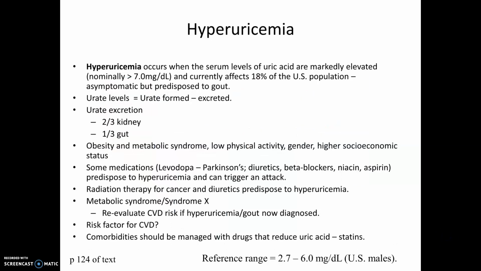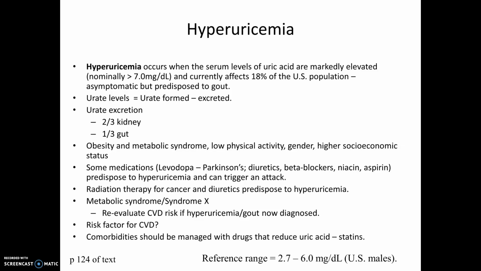So hyperuricemia is the presence of elevated levels of uric acid in the circulation. Nominally, this would be above 7 milligrams per deciliter, but as you see at the bottom of this slide, there's a reference range. Uric acid is very, very insoluble in aqueous environments, and so tends to precipitate once it gets towards the higher end of this reference range.